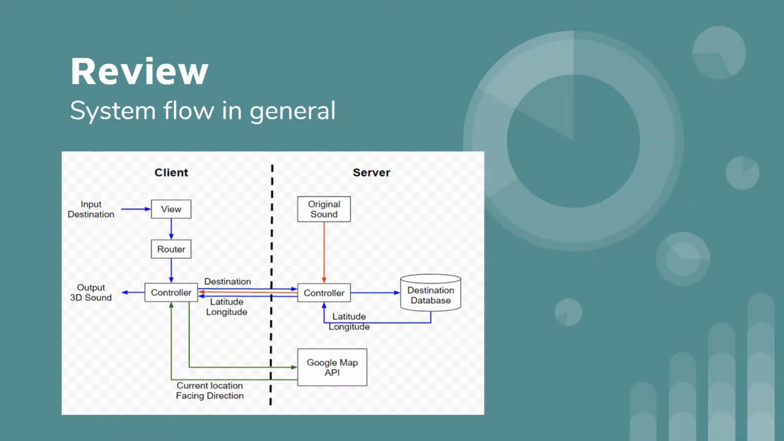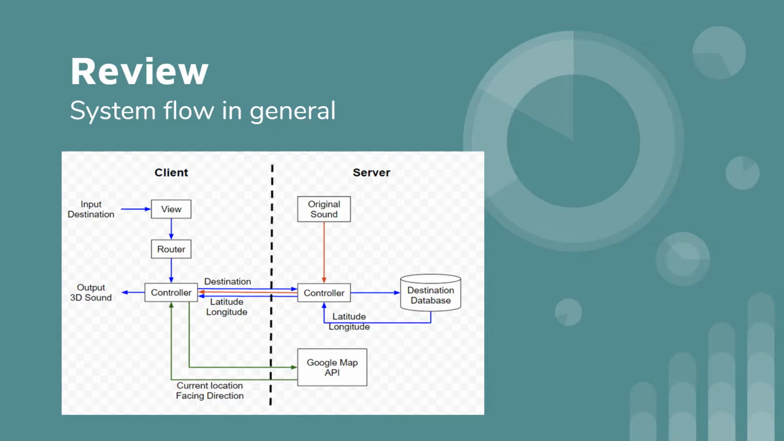This is our general system flow. First, the user needs to input the destination on the client side. The client-side controller will call the server-side controller to fetch the latitude and longitude of the destination from the database. The server-side controller would also start to load the original sound file. The data would be sent back to the client-side controller.